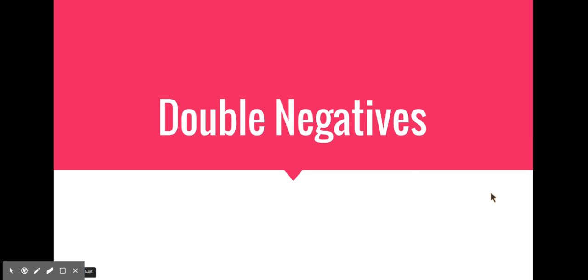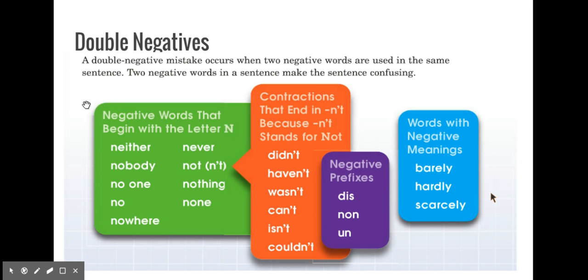Today's topic is double negatives. Double negatives are mistakes that occur when two negative words are used in the same sentence. Two negative words in a sentence makes that sentence very confusing.